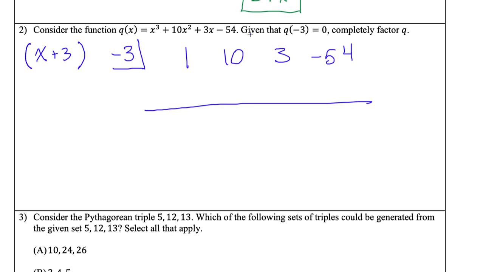We need to completely factor this polynomial. One of the factors is x plus 3 because when I plug in -3, my answer is 0. If you take the opposite, when you plug it in, x plus whatever that opposite is, that will be a factor.